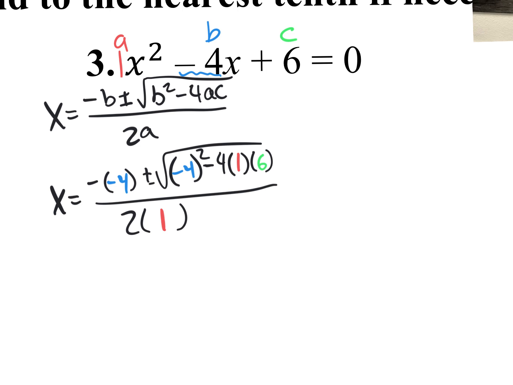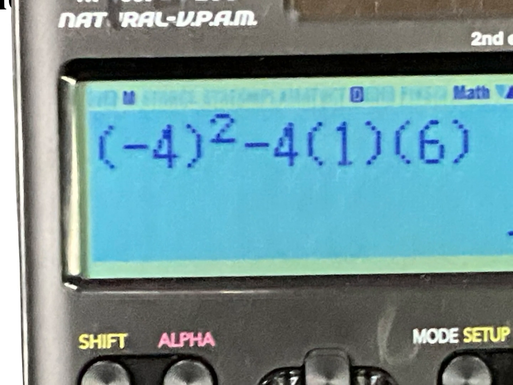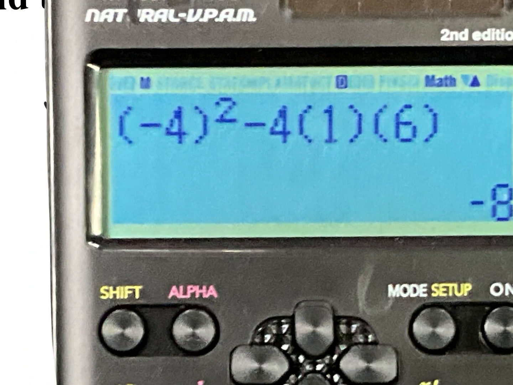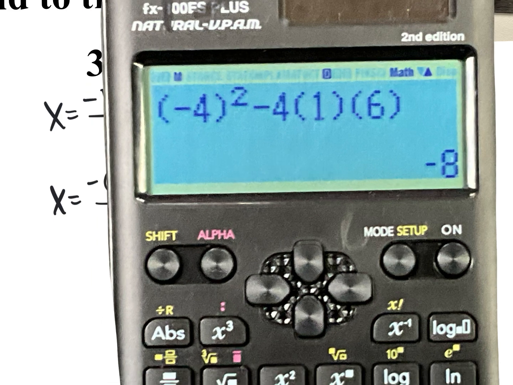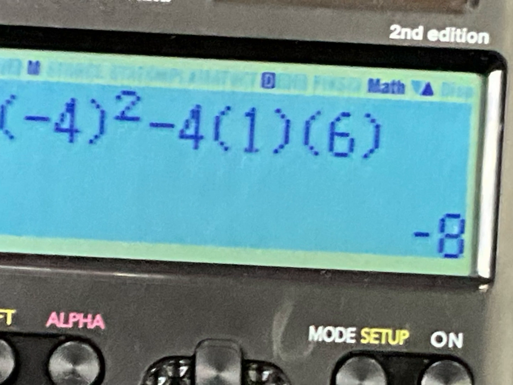Now, you begin with the discriminant value. So the discriminant is negative 4 squared minus 4 times 1 times 6. And ladies and gentlemen, you could actually type all that into the calculator. If you're struggling with that math, all you have to do is type it in exactly the way it looks right there: negative 4 in parentheses, power of 2, minus 4, open parenthesis, 1, close parenthesis, open parenthesis, 6, close parenthesis, hit equal, and it'll give you the answer negative 8, I'm sorry.